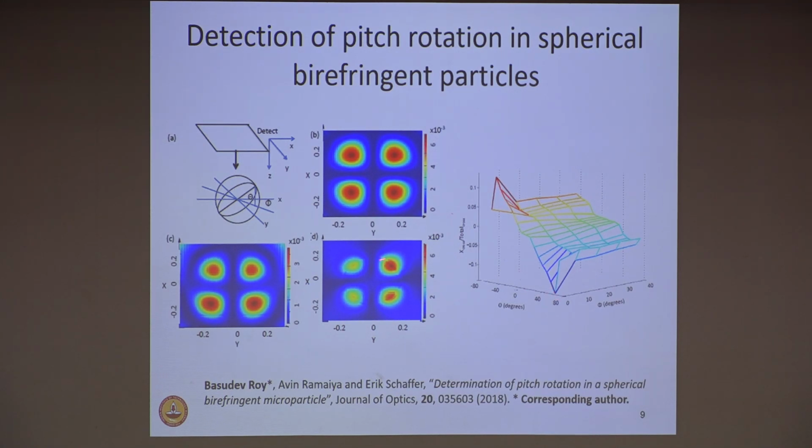It works particularly well if you're aligned like this, and then you get a straight line curve here. It goes from about 70 degrees to minus 70 degrees. It shows a very nice linearity. And the difference between halves gives you information about the pitch rotational angle. So this was published earlier in the Journal of Optics.